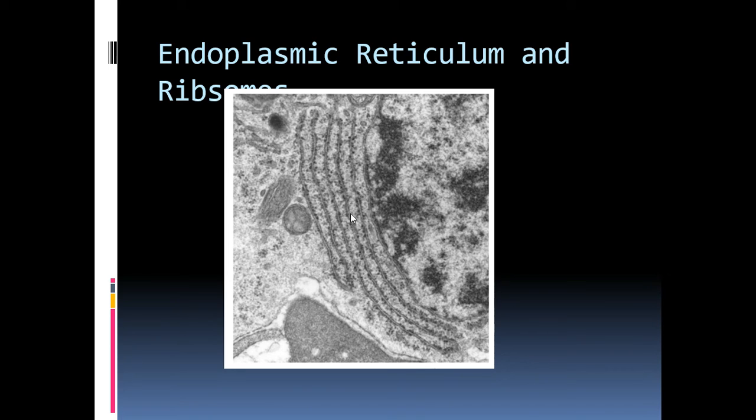And for smooth ER, it basically has a very similar structure as the rough ER, or rough endoplasmic reticulum, except without the presence of the ribosomes. And the function of the smooth endoplasmic reticulum is to synthesize lipids such as cholesterol, which is a compound needed in the formation of plasma membrane, or to synthesize steroids such as estrogen or testosterone, which are the hormones in the human reproductive system.